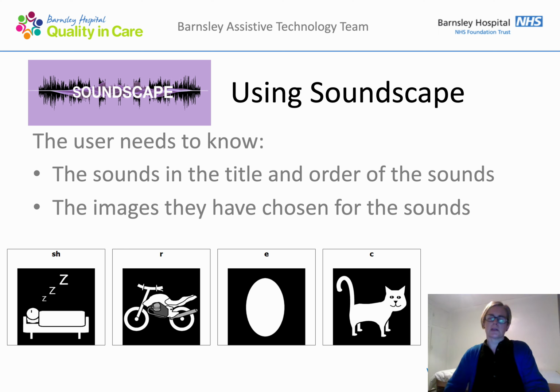So using Soundscape to create a word, the user needs to know the sounds in the title and the order of the sounds, and the images they have chosen for those sounds. So these are images that I've chosen that make sense to me, but they may not make sense to somebody else. So I've done the sh for somebody sleeping, the R for the motorbike, E for egg, and K for cat, and that would sound out the Shrek.